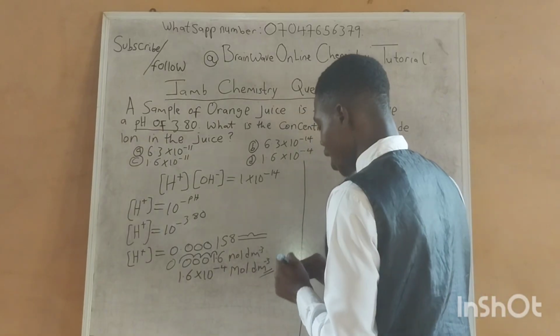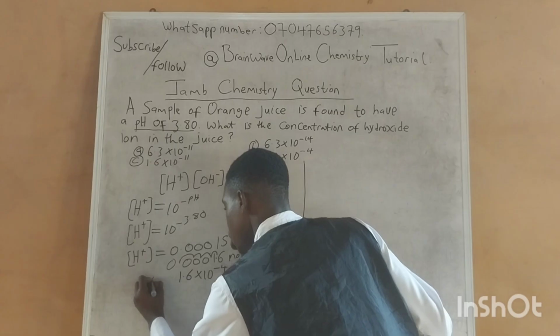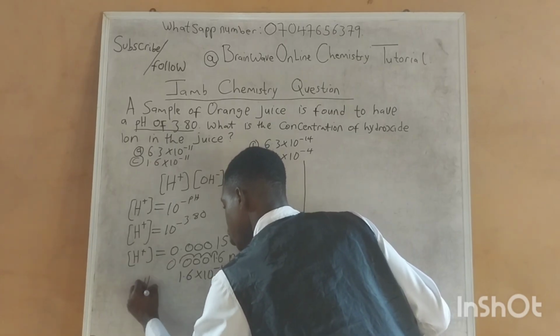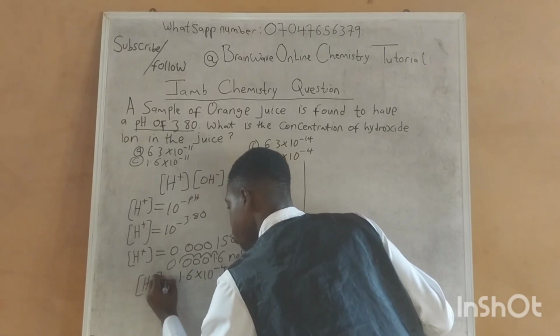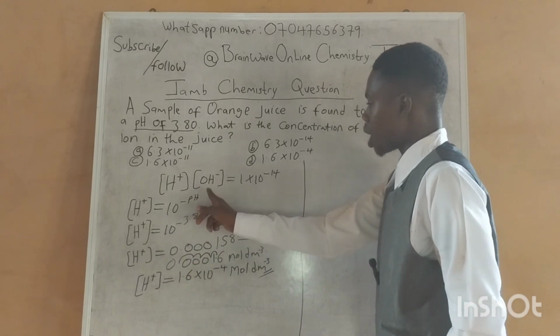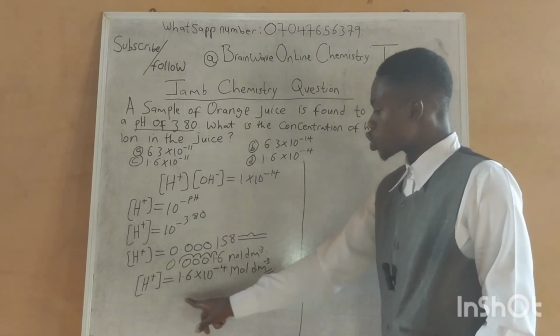Now, this is not our final answer, don't forget. This just happens to be our hydrogen ion. They said that we should find our hydroxide ion. Now, having found our hydrogen ion, let's substitute this hydrogen ion into the formula and get our hydroxide ion.